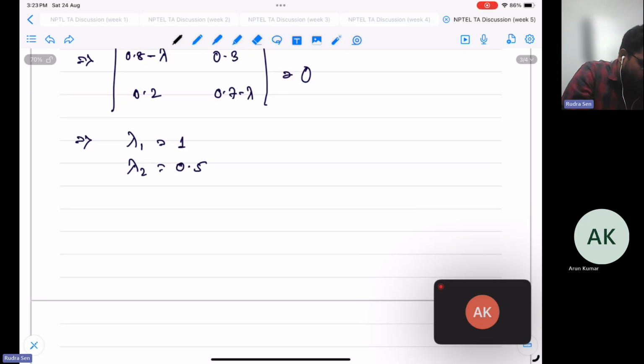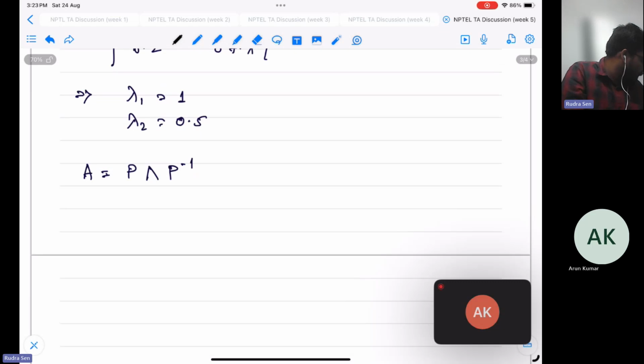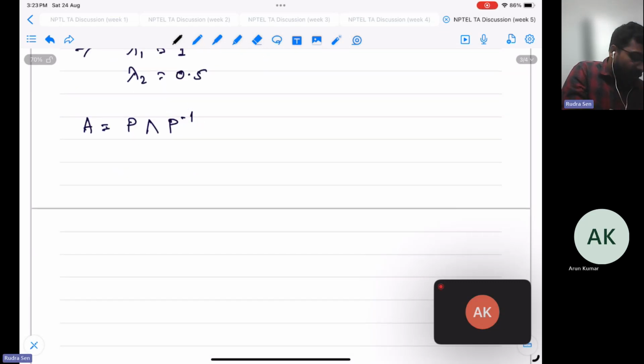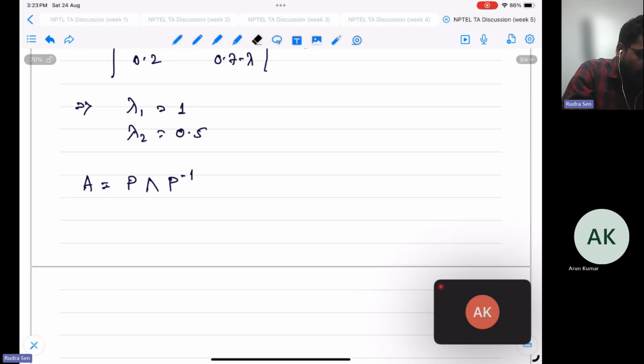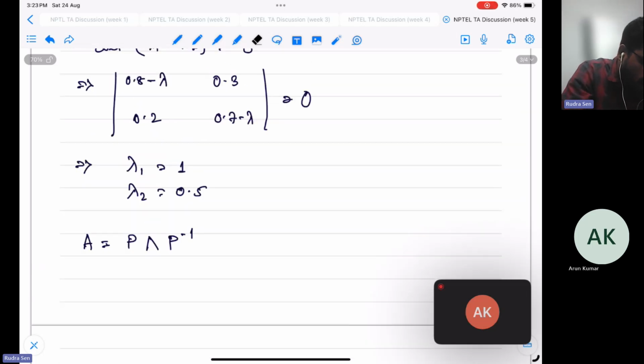So we know that A equals P lambda P inverse, right? Now you are asked to find out the value of A square. First of all, you have to find out the eigenvectors. So what are the eigenvectors?